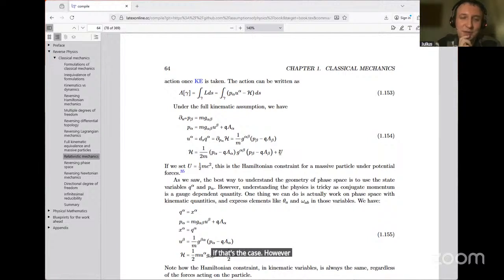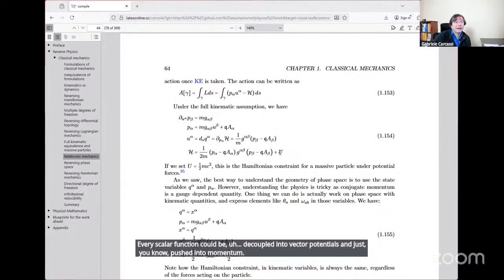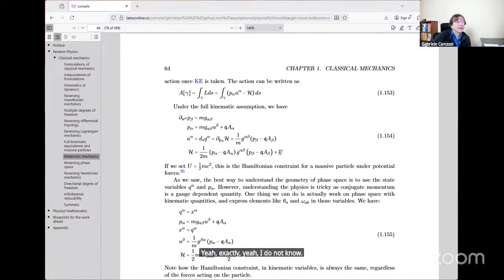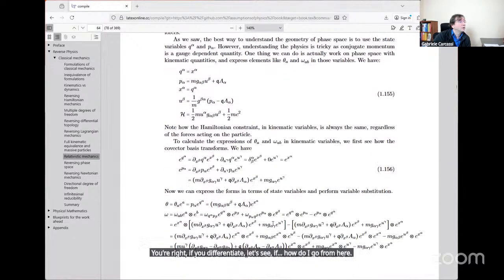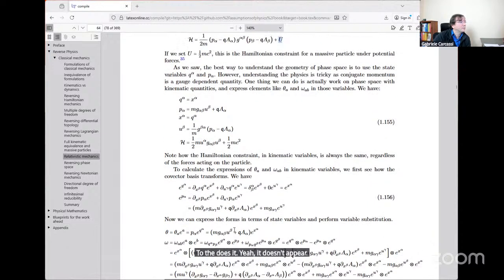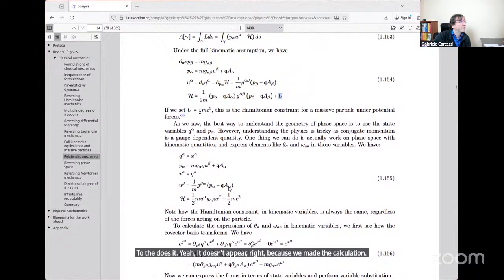However, it would be very interesting if every scalar function could be decoupled into vector potentials and just pushed into momentum. Yeah, exactly. That's exactly the question that I don't know. So you're right. If you differentiate, let's see, how do I go from here to... does it? Yeah, it doesn't appear, right? Because we made the calculation from here. Yes, it doesn't appear.